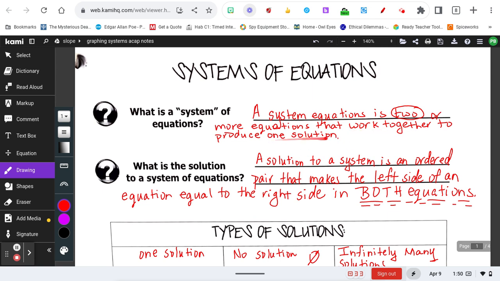So let's talk about what a solution is. What is a solution to a system of equations? A solution to a system of equations has to be an ordered pair. The main thing is it's an ordered pair. I'm going to highlight that.